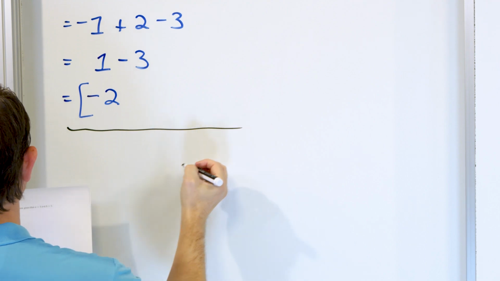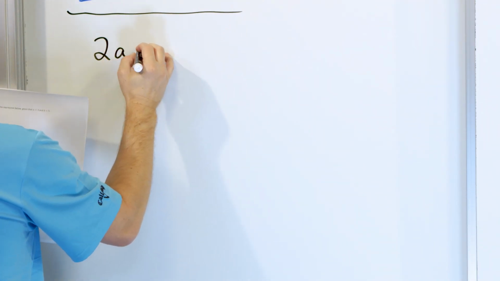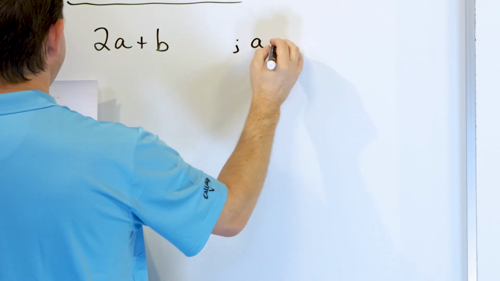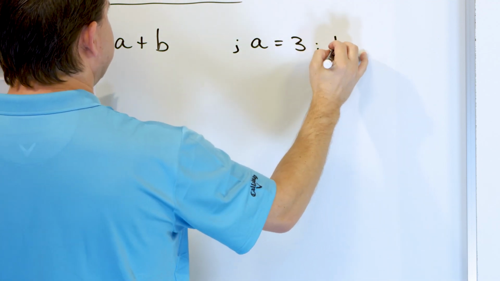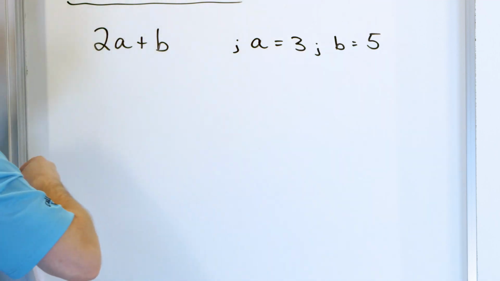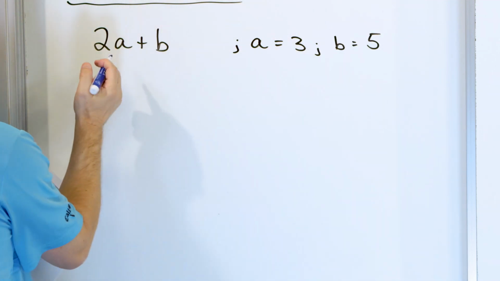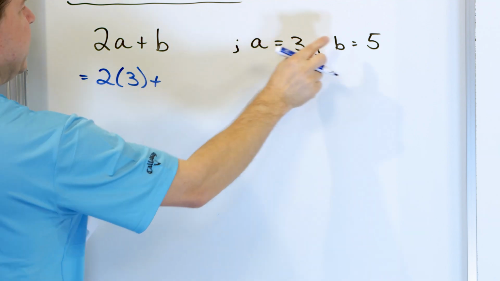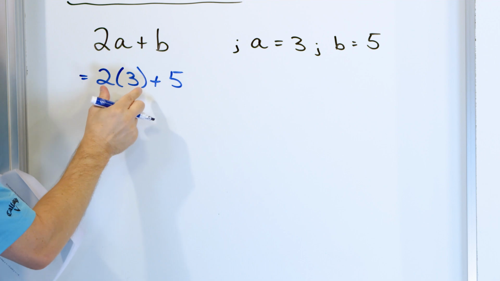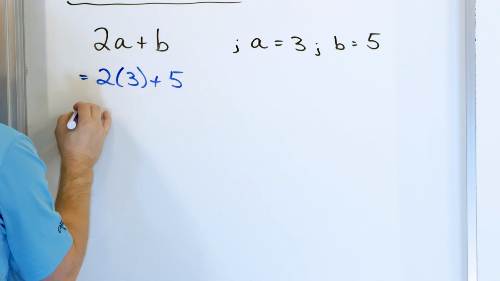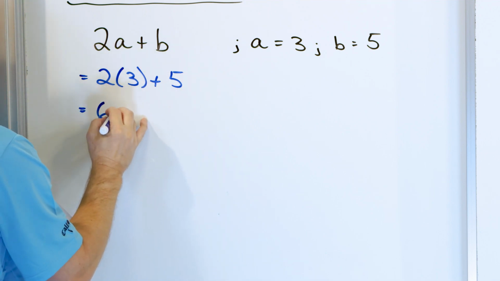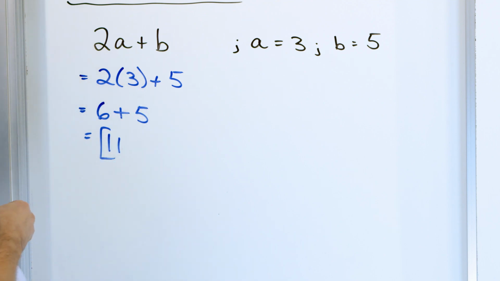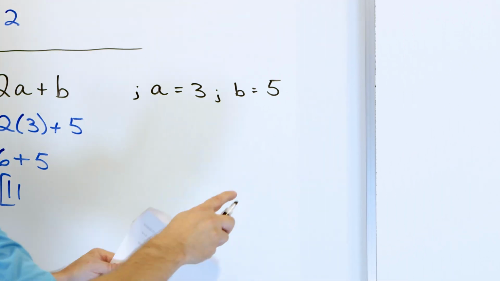All right, let's take a look at the expression 2 times a plus b. And I'm going to give you that a is 3 and b is 5. So I have two different variables, a and b. I just stick them in here. 2 times a is 3, b is 5. And now I evaluate this. I have multiplication and addition. I multiply first. 2 times 3 is 6. Still have to add that 5. 6 plus 5, that's 11. That's the final answer.